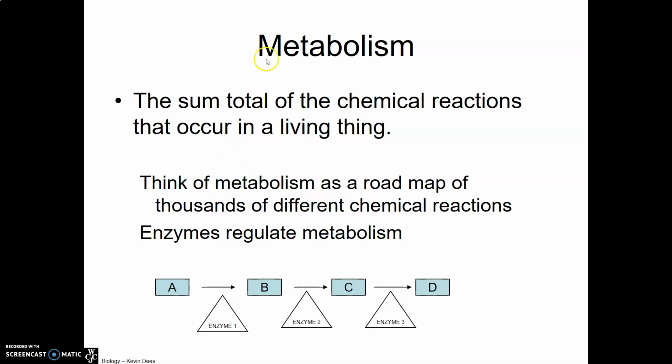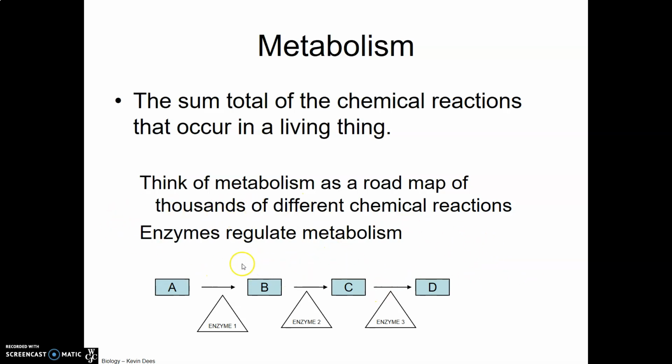So, what is metabolism? Well, we can define metabolism as the sum total of the chemical reactions that occur in a living thing. But I don't want you to think of metabolism as a single linear chemical reaction. Think of metabolism as a roadmap, thousands and thousands of different chemical reactions. And in many instances, the products of one reaction will serve as the reactants of another. And all of these chemical reactions are regulated by enzymes. And we'll talk about how enzymes work as these biological catalysts to regulate metabolism.